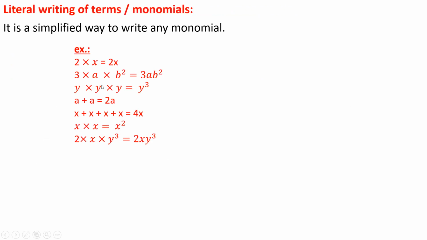Now, how do we write a term literally? So the literal writing of terms or monomials. What do we mean by literal writing? It is a simplified way to write a monomial. For example, if I am multiplying 2 times x, I write it 2x. 3 times a times b squared, I write it 3ab squared. Y times y times y, I keep the variable y as I said, and I add the exponents of the same variable. So 1 plus 1 plus 1, it's 3.